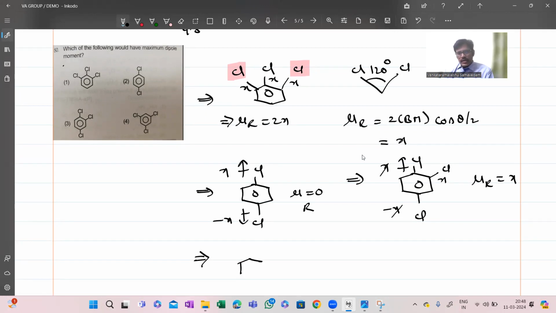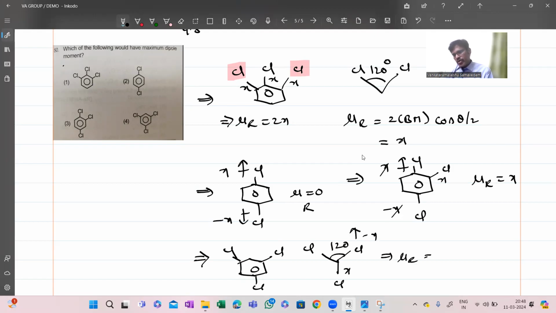And if I take the fourth option, all chlorines are exactly like BF3 molecule. So here the angle, how much? Here 120. Chlorine, chlorine. Same like BF3. If it is X, it shows minus X. Then what is mu resultant? Mu resultant is equal to 0. X minus X. So which is having maximum dipole moment? The maximum dipole moment is shown by mu resultant equal to 2x. Maximum polarity, dipole moment. First option is the right option.